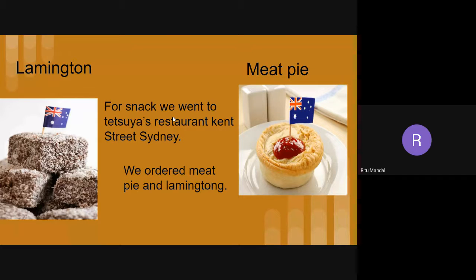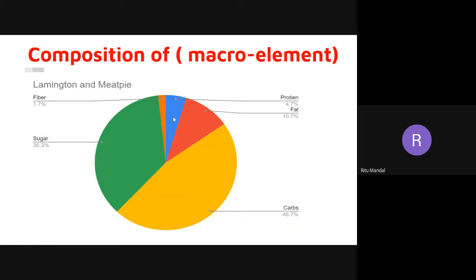Next slide, please. Composition of macro elements of lamington and meat pie. You can see carbs is the highest at 46.7%. Sugar is 36.3%, fat is 10.7%, and protein is 4.7%. Fiber is the least with 1.7% among the other elements.